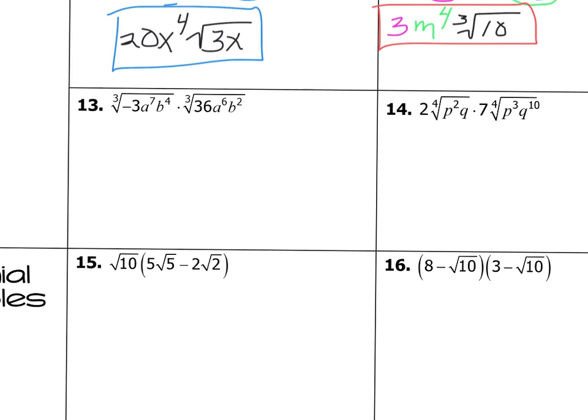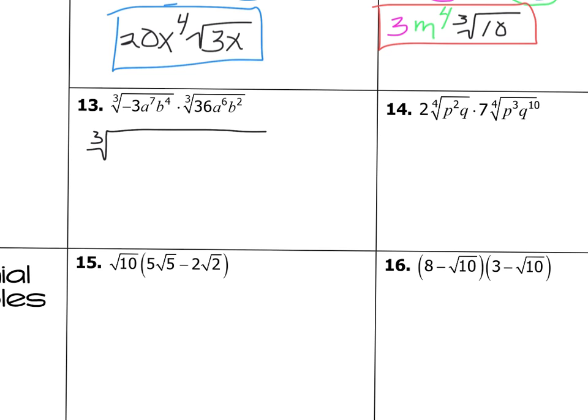I'm going to quickly write out the answers, so pause the video and try them if you want to. If you feel like you've got it, then don't. But I'm going to go ahead and go through the answers. So for this one, I've got the cube root, and I have negative 3 times 36.